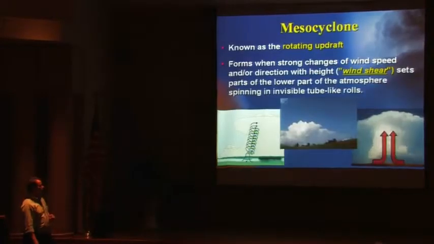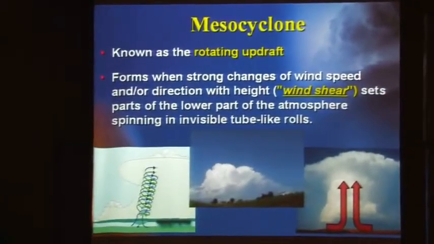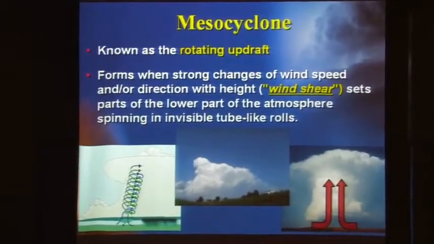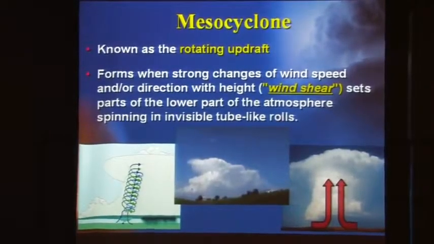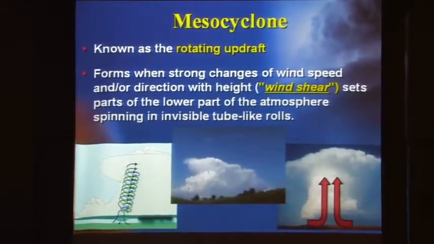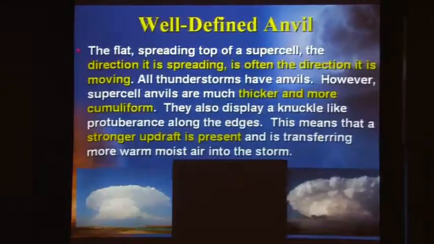So let's take a look at these here. The mesocyclone, again, the result of changing wind speed and direction with height that sets up your rotation. It's wind shear is how the meteorologists refer to that. And the stronger the wind shear, the greater the potential for developing rotating thunderstorms.